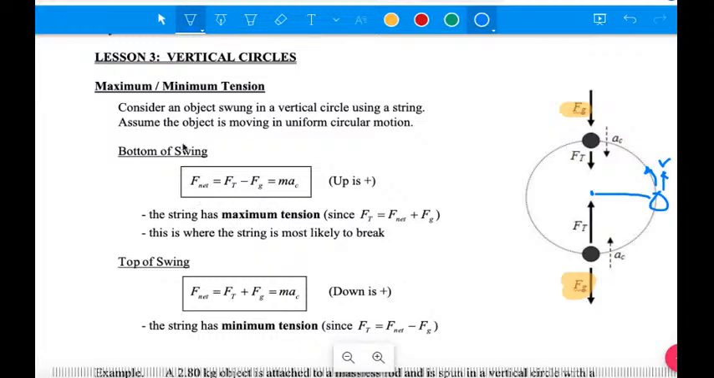Okay, so let's break that up. When we're considering an object swung in vertical circles using a string, we want to assume that the object is moving at a constant speed, so it actually works with all of our uniform circular motion formulas. If we're just looking at this bottom part here, we have a net force that needs to be in the same direction as acceleration. If you remember from our previous lessons, centripetal acceleration always points towards the center of the circle. So when we're at the bottom, that means our centripetal acceleration needs to point up towards the middle.